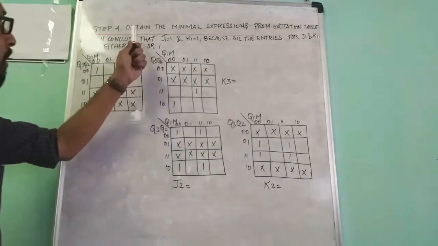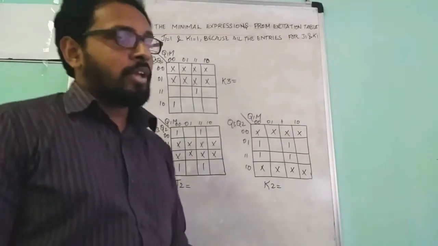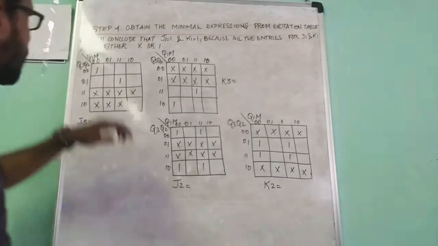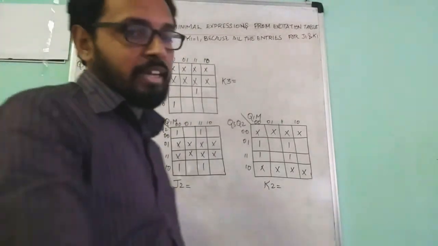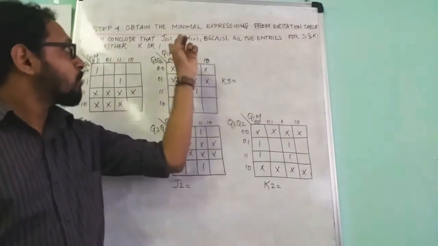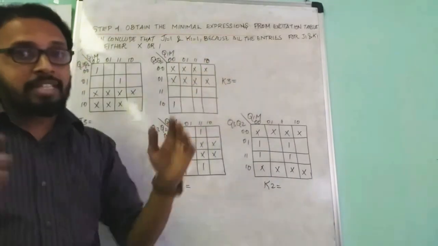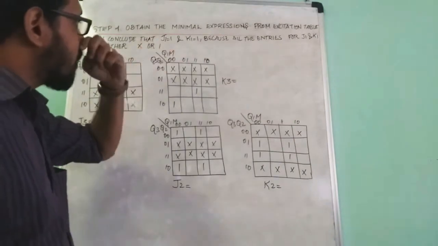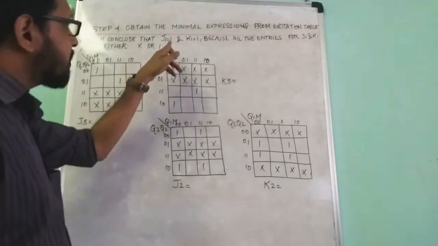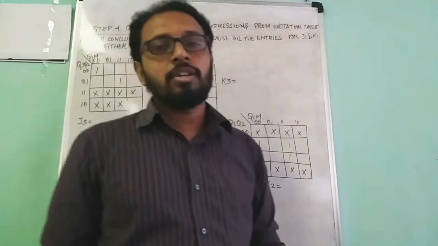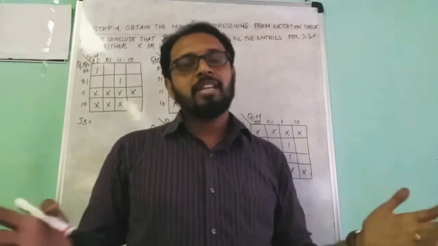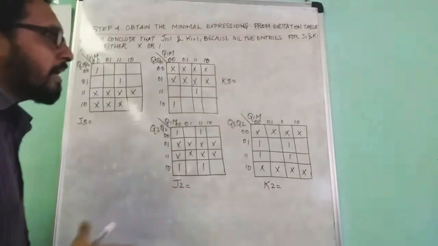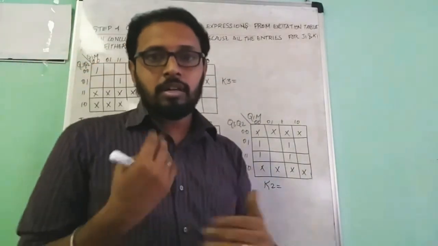Step 4 is obtaining the minimal expressions. How can we obtain the minimal expression? Using Karnaugh maps. From the excitation table, you might have noticed the values of J1 and K1 were either x or 1, right? It was either 1 or x. Therefore, we conclude that J1 is equal to 1 and K1 is equal to 1. We make such a conclusion because the values of J1 and K1 were continuously x and 1.